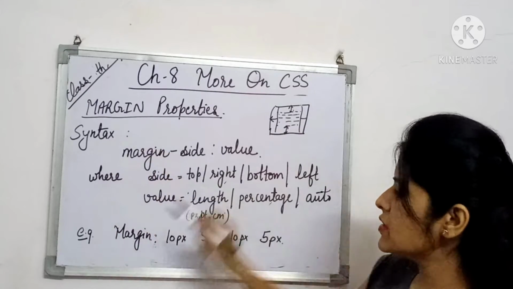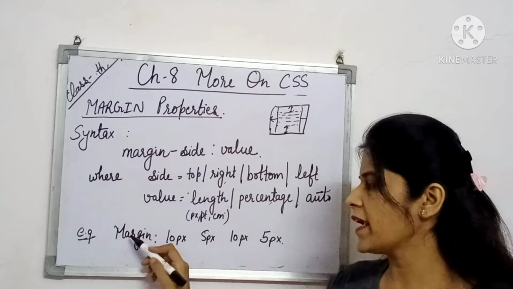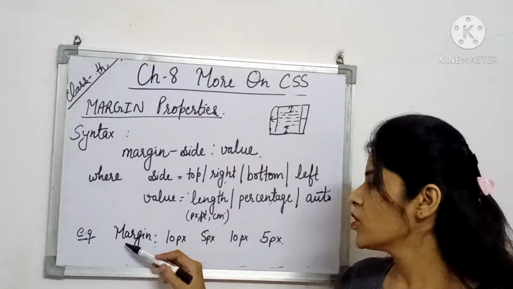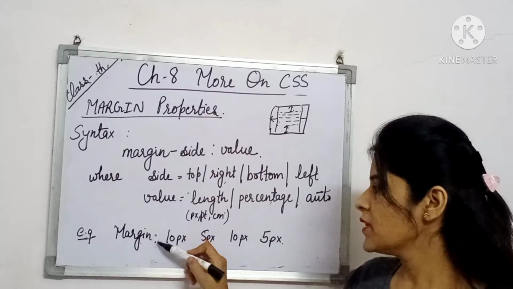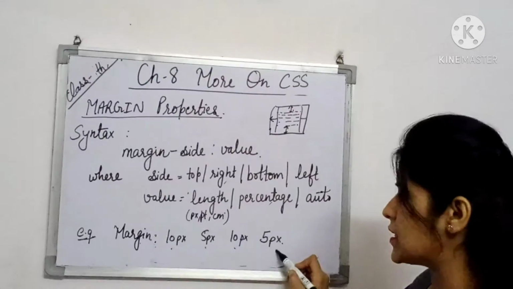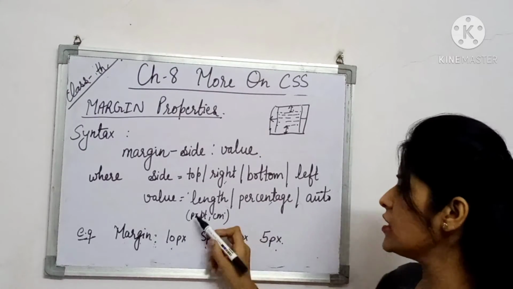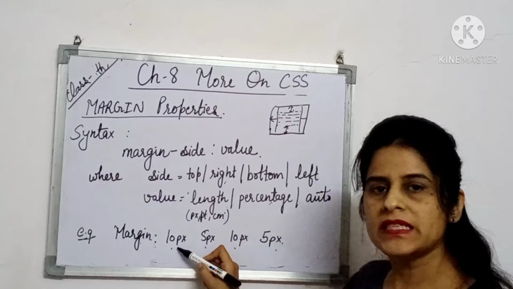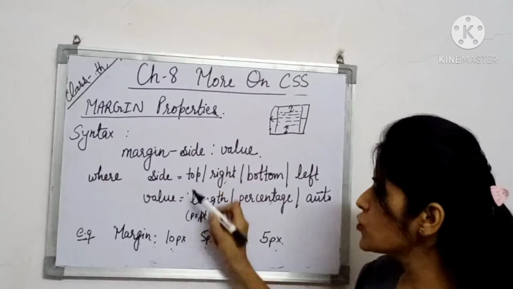How you can use it? For example, it is this. You will write margin to settle the margin of the page. Then I have used 10 pixel, 5 pixel, 10 pixel and 5 pixel. मैंने ये values mention कर दी और values मैंने length में ली है. In length I have taken the pixel value. First is used for top.